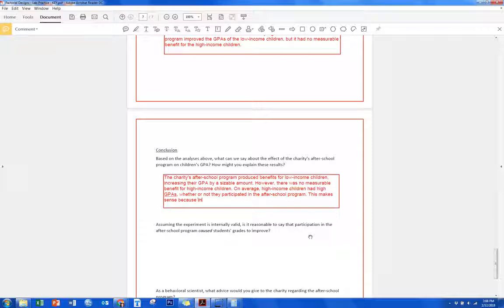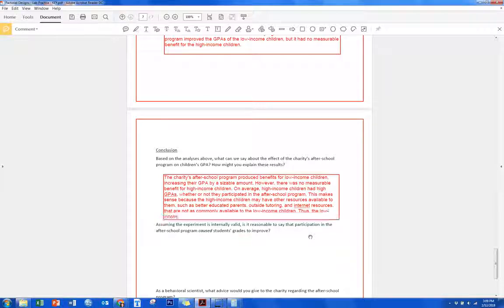This makes sense because the high-income children may have other resources available to them, such as better educated parents, outside tutoring, and internet resources that are not as commonly available to the low-income children.